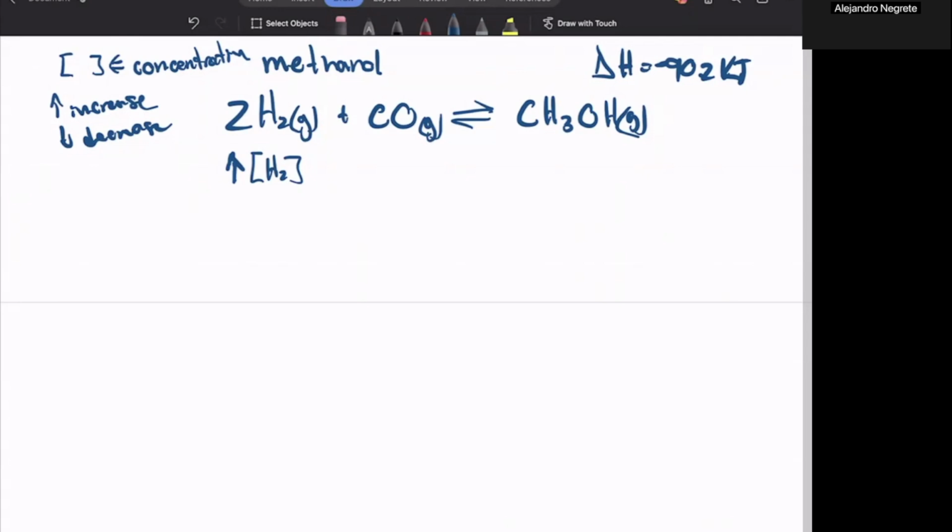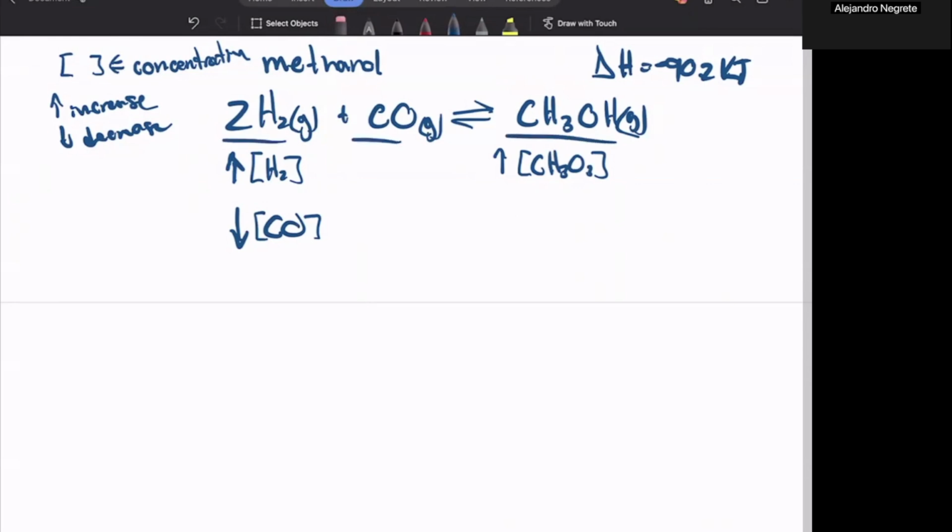What happens if we maybe decrease the concentration of carbon monoxide? What's the effect of that? How about we increase the concentration of methanol? How about, we can change the temperature here as well. This is an exothermic reaction. So here, if we're at equilibrium, let's take a look at this reaction.